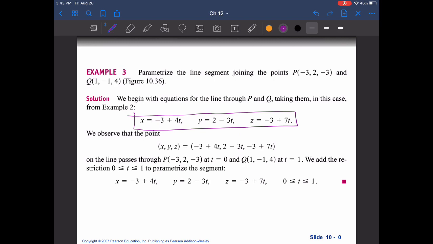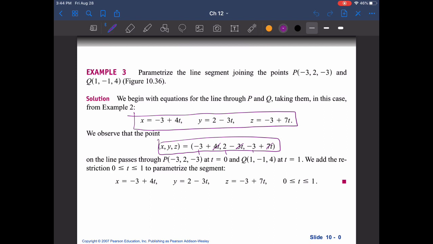Well, if you notice, on the line, this is our XYZ coordinates right here: that's X, that's Y, that's Z. If we put that together, we'd see that if we plug in t as 0, that gives us this point here. If this is 0, this is 0, and this is 0, we end up with -3, 2, -3. Because this is the parameterization we made with point P. So that works right there. So at t equals 0, we're starting at point P.